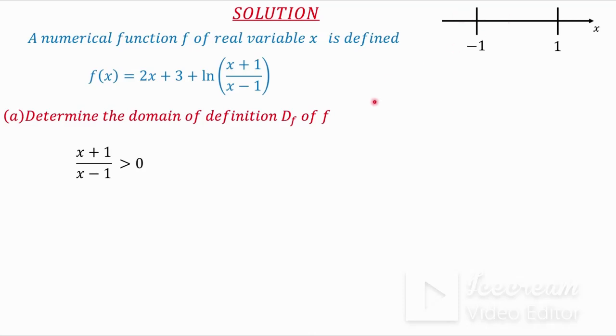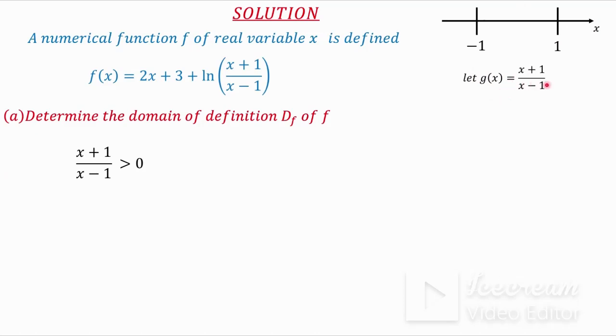So what I'm going to do is first let this left hand side be equal to g of x, that is, let g of x be equal to (x plus 1) divided by (x minus 1). So we are going to take any values in all of those intervals and test the sign of g of x.